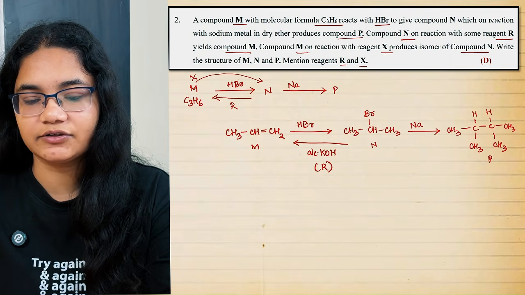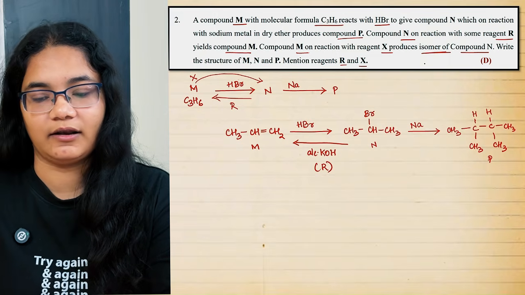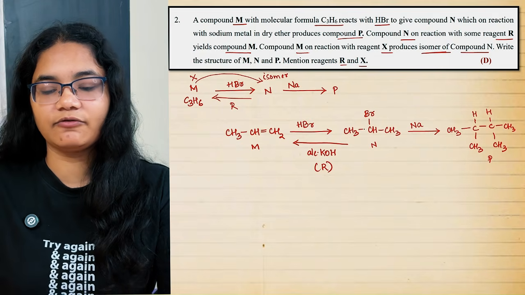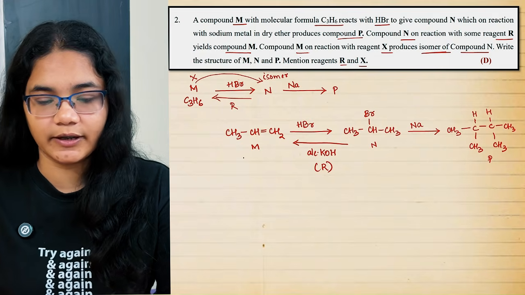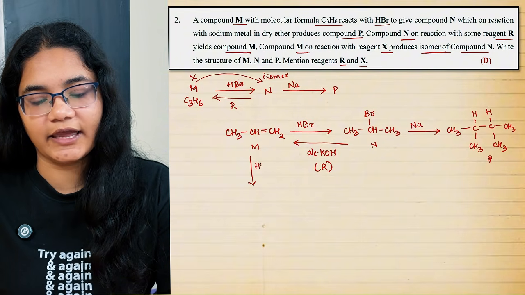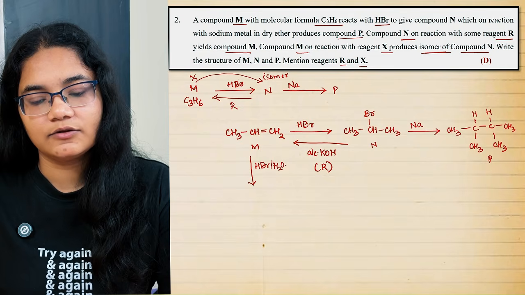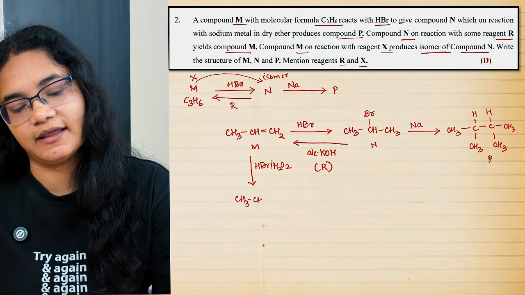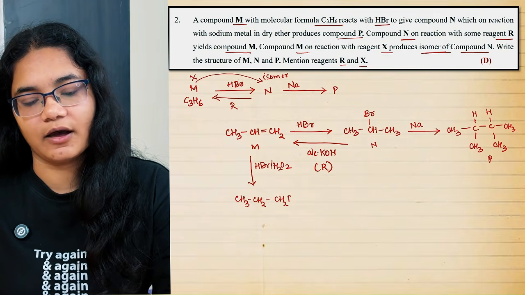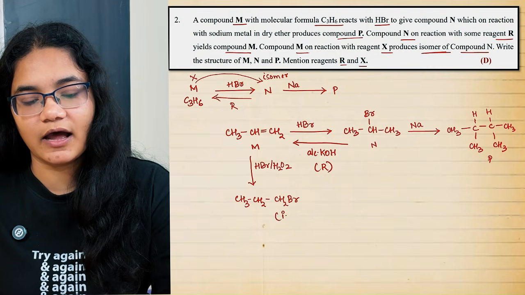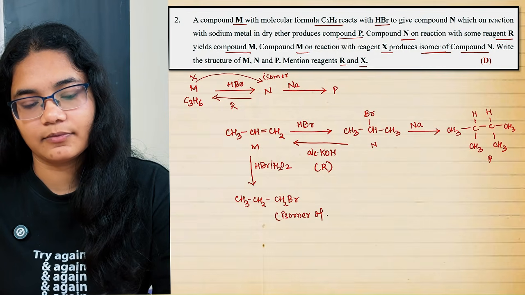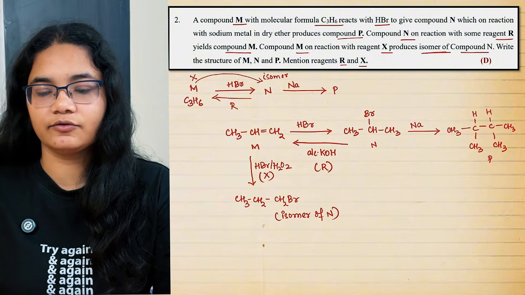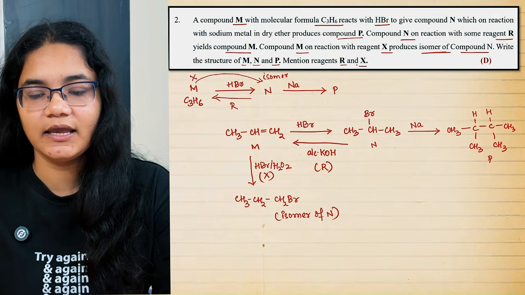Now compound M on reaction with reagent X produces an isomer of N. So the isomer of N will be if you put bromine on the first position. Here I can use HBr with peroxide. That will give me bromine following anti-Markovnikov's rule. So the product here will be CH3CH2CH2Br. This is the isomer of N. And this reagent which I have used, that is your reagent X. So we have written the structure of M, N, P, R and X.